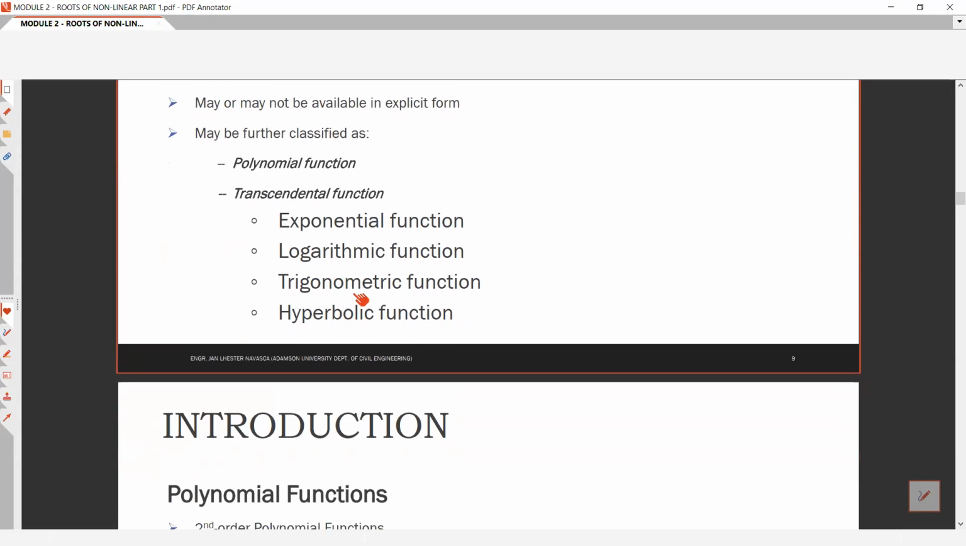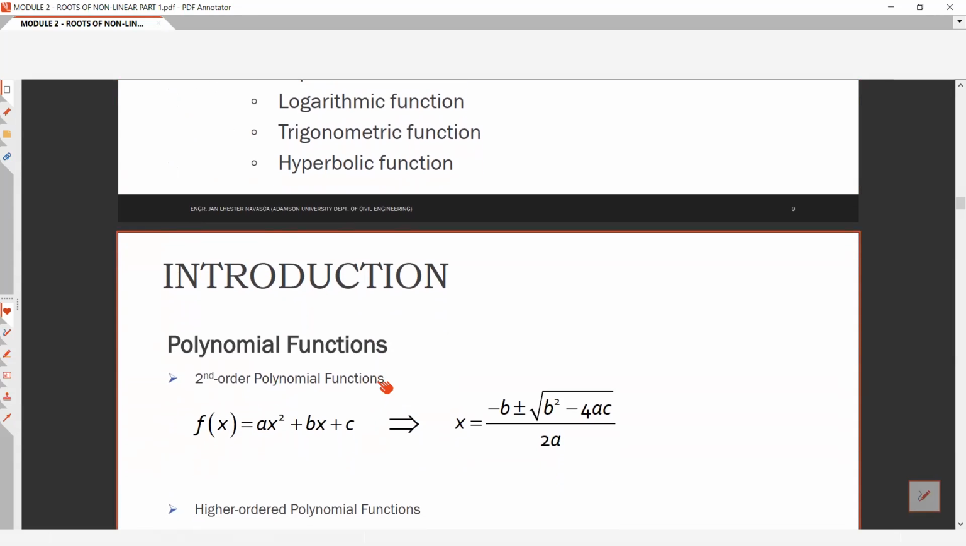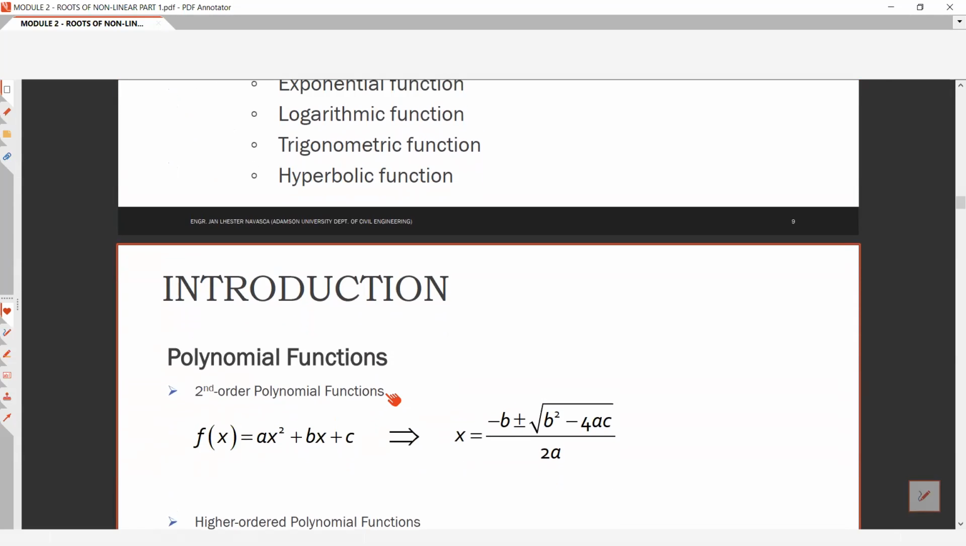For a second order polynomial function, you all know the quadratic formula. That is how we solve a polynomial of second degree. We have ax squared plus bx plus c, so you have negative b plus or minus the square root of b squared minus 4ac, all over 2a.